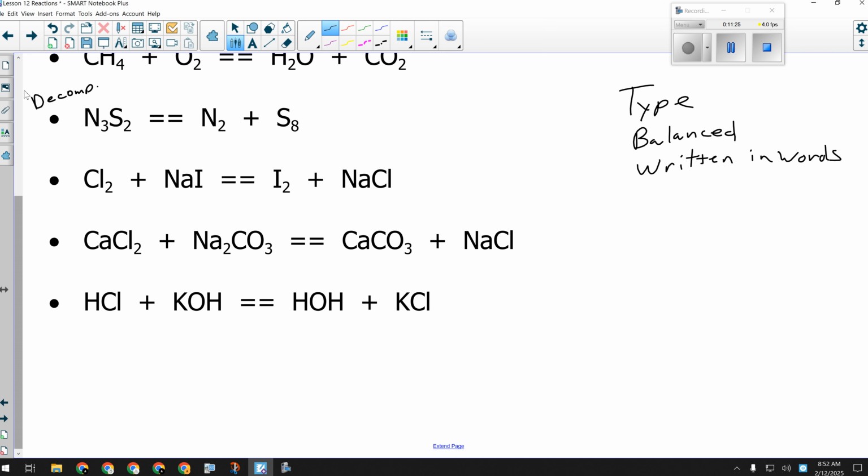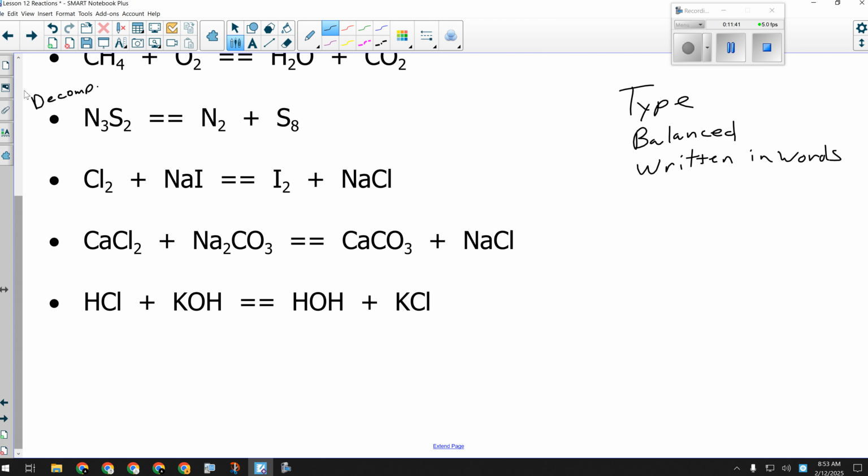And then we need to balance this thing. What's my biggest number? 8. I should probably start with that one, I would think. That's a giant number. So I got 8 sulfur on this side, but on this side I only have 2. What am I going to have to multiply that by? 4.